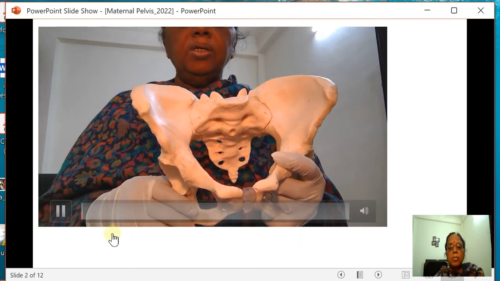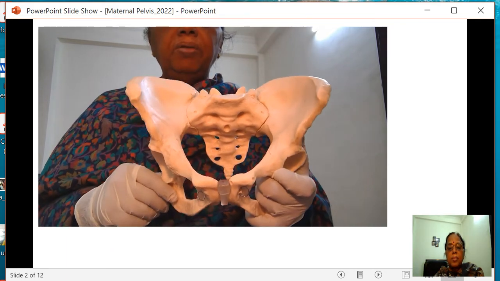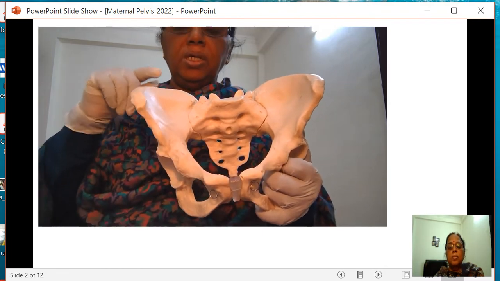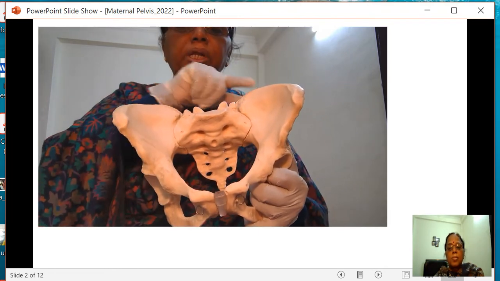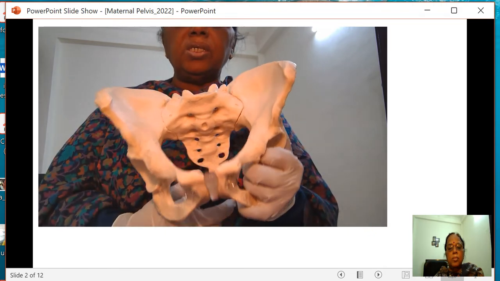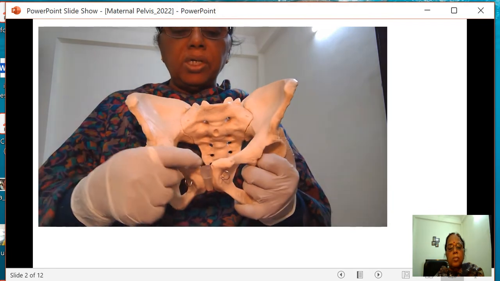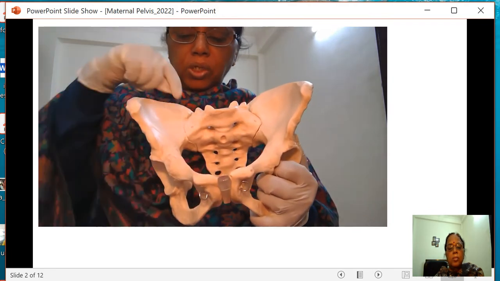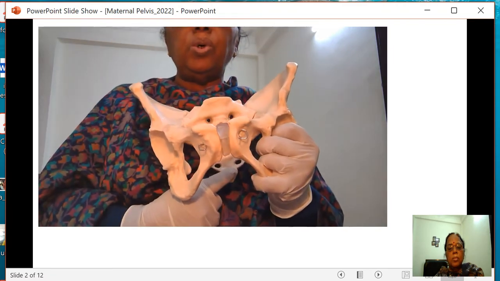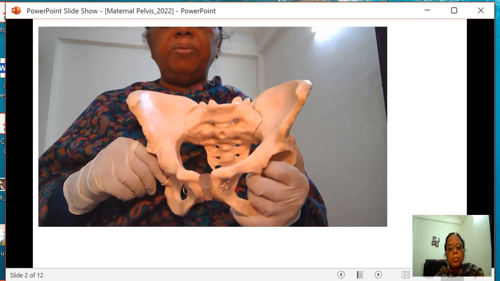Good morning. We'll start with the maternal pelvis. The pelvis consists of four bones and four joints. There are the two innominate bones, a sacrum and a coccyx, and this is the coccyx. So these are the four bones. The four joints are the pubic symphysis, two sacroiliac articulations, and one sacrococcygeal joint. All together these form the maternal pelvis.